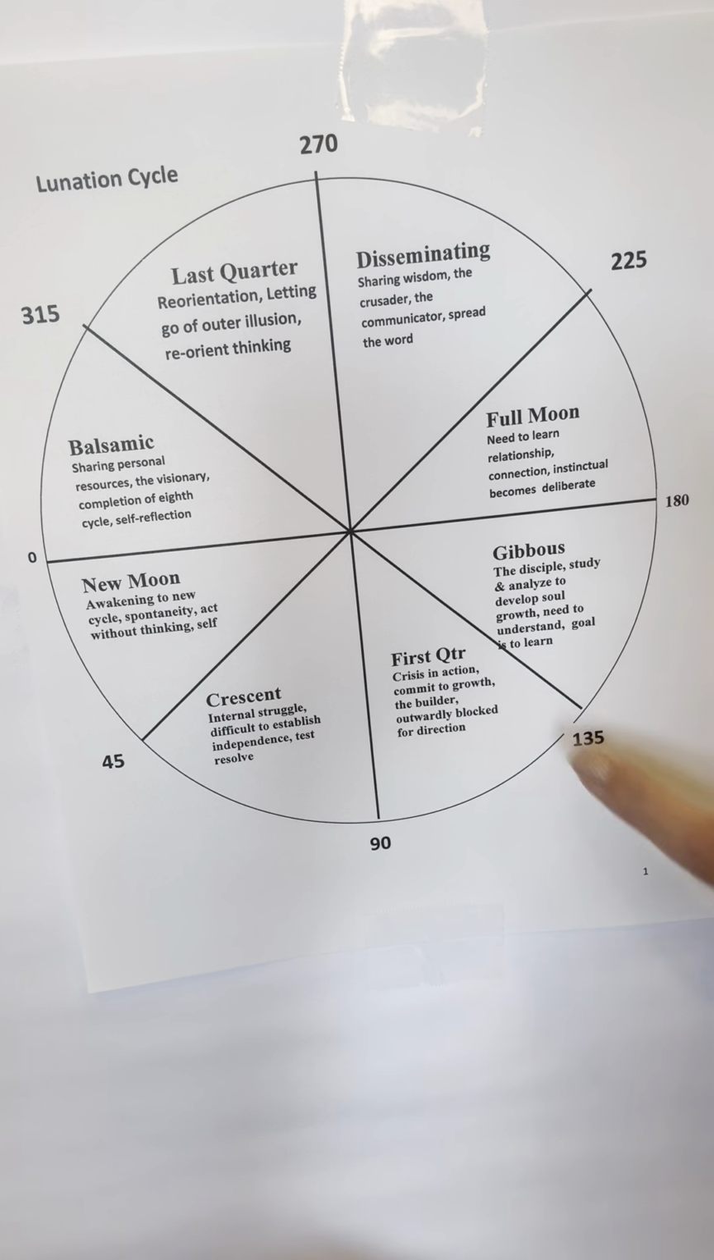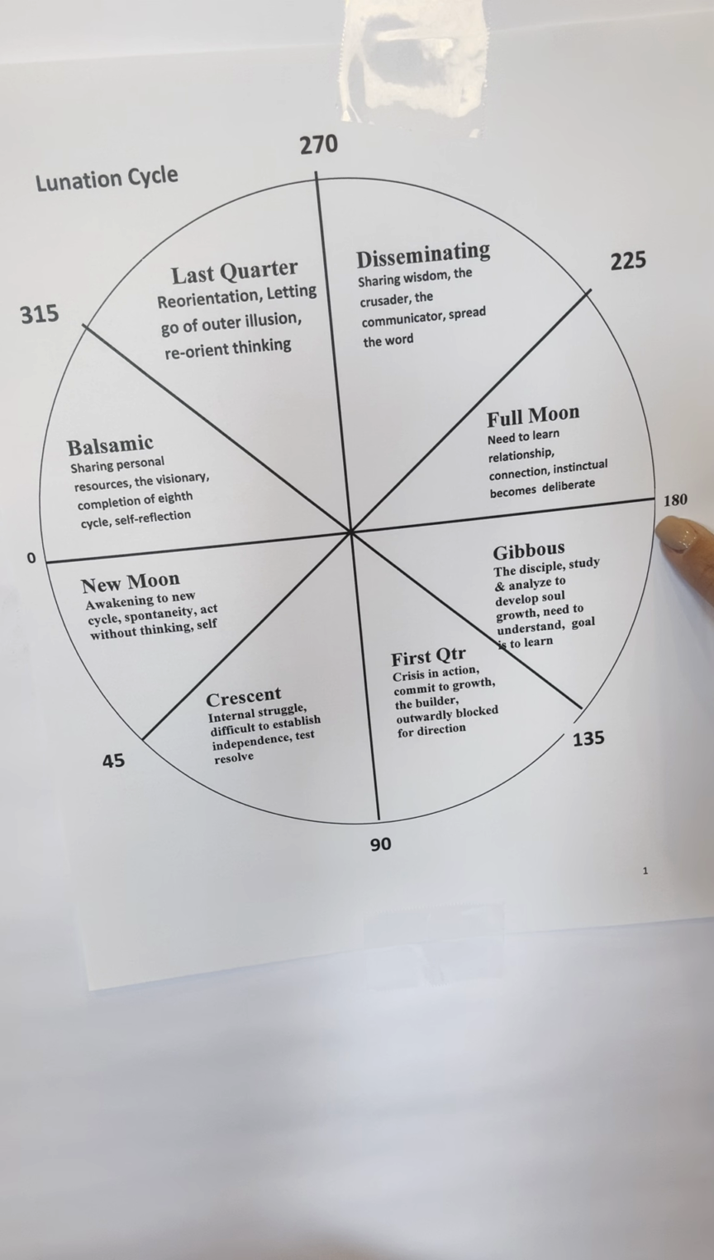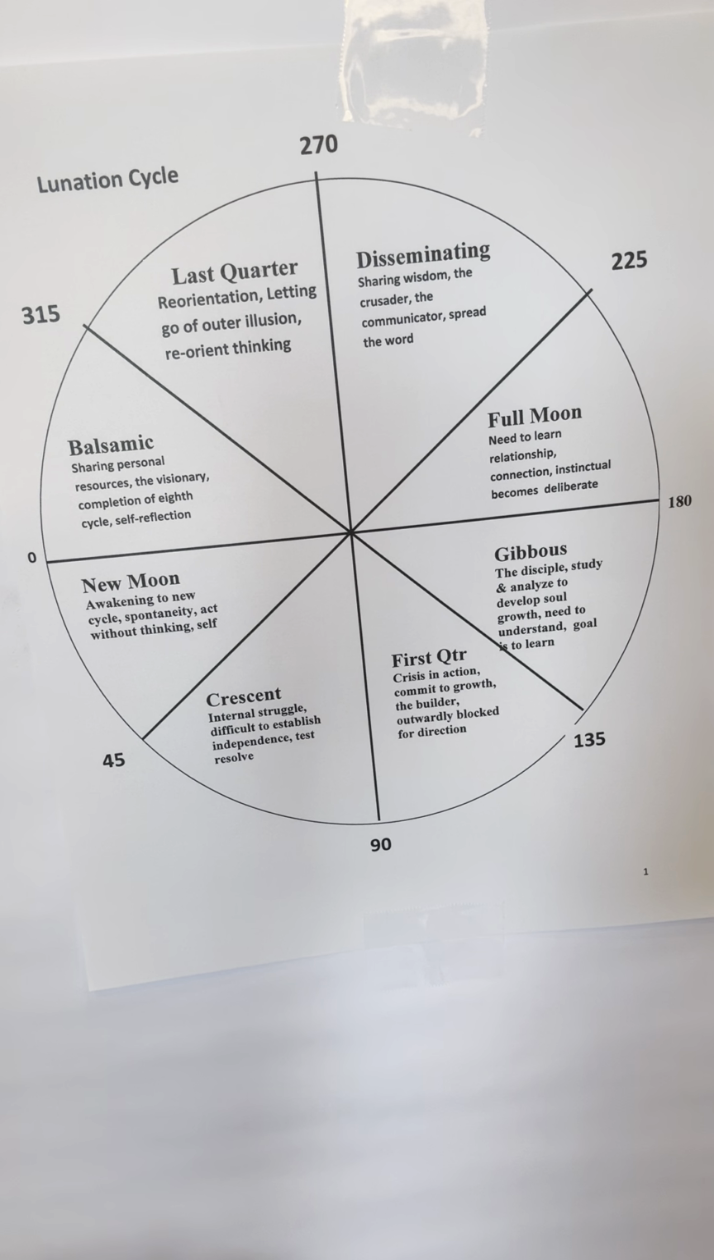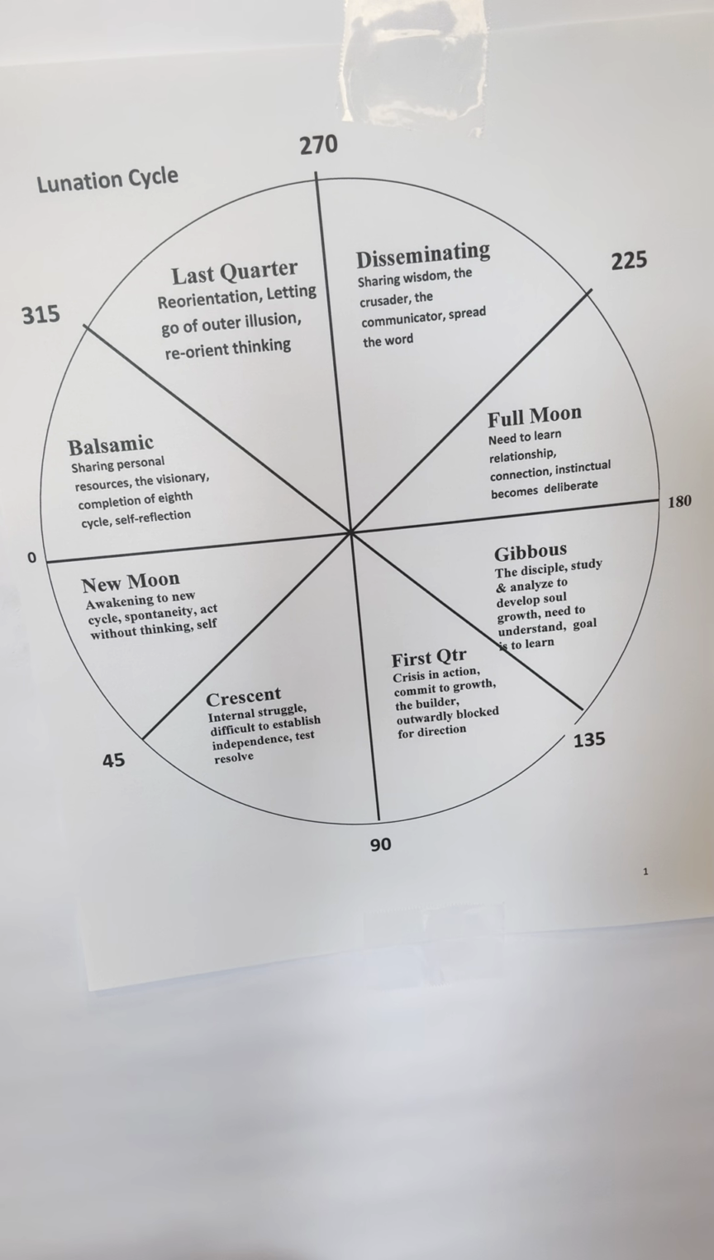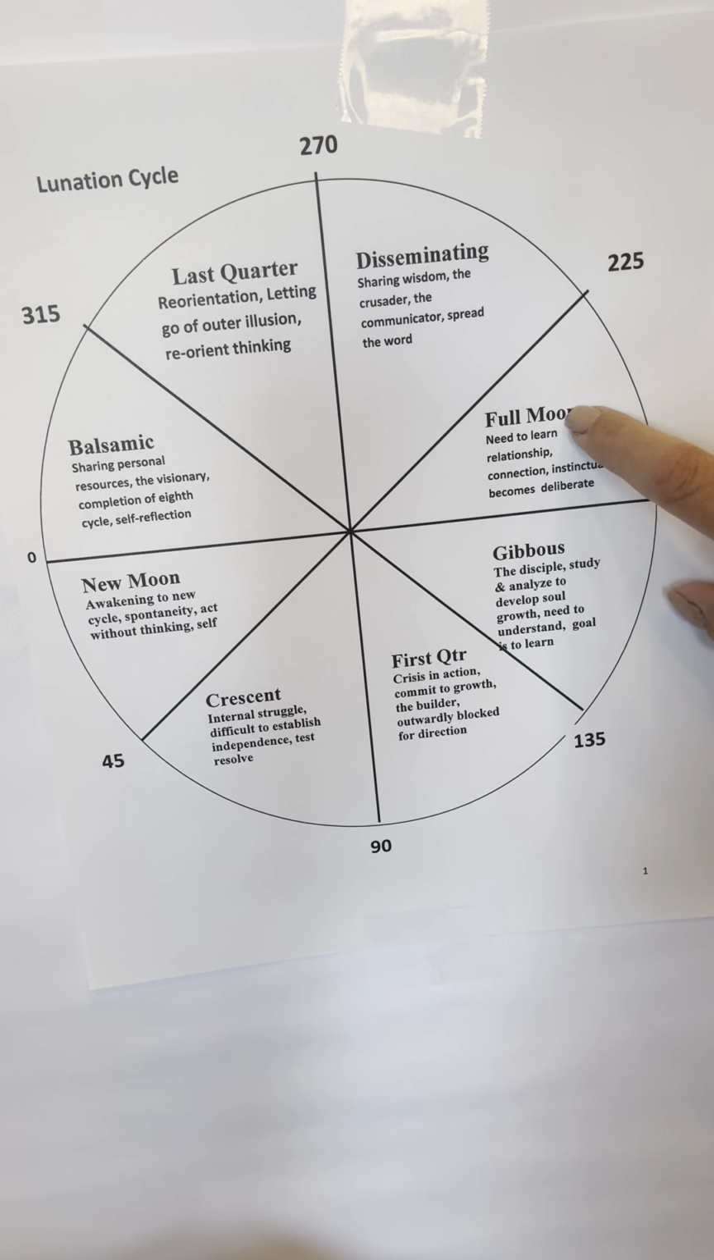Gibbous moon phase, 135 degrees to 180. Now, these people are driven to study, analyze, improve, and understand. And much of their drive is still unconscious. Their soul growth comes from learning and deepening their understanding of purpose. They're the eternal students.